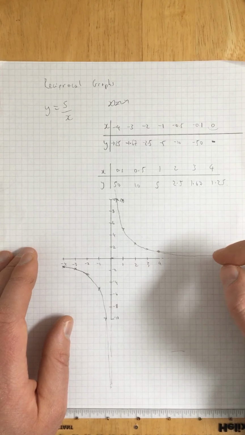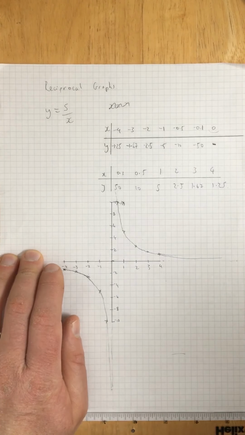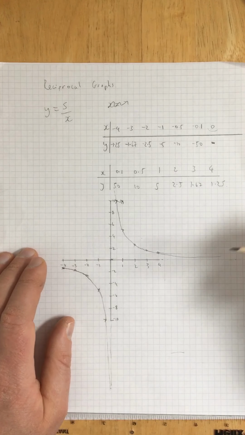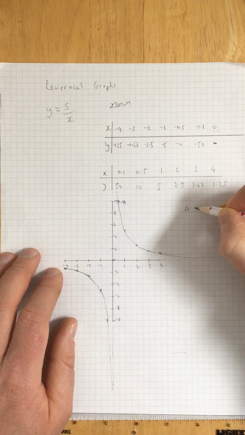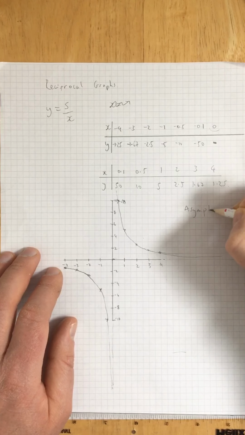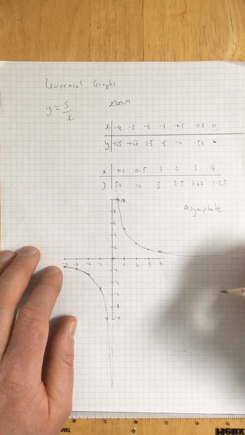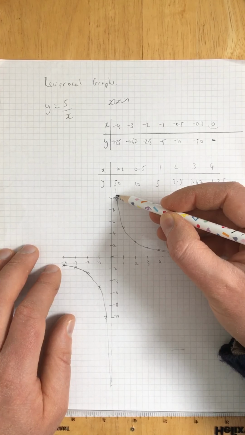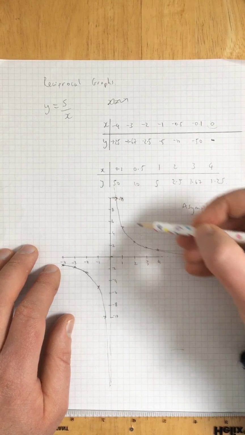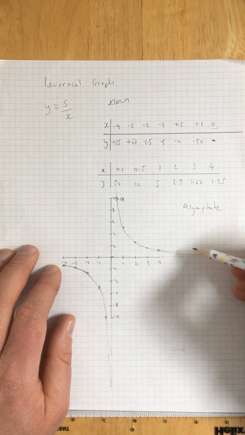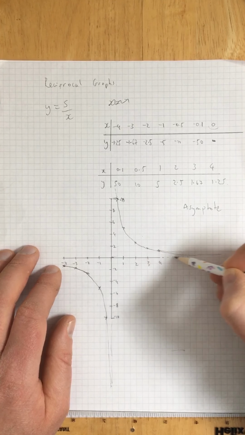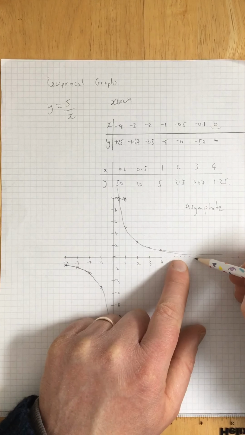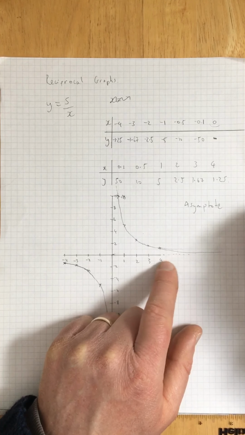And just a few things to point out on this. So first of all, you get these asymptotes, as they're called. Let me just write that word. So an asymptote is a line that the curve gets really close to, but it never quite touches. So if we think about it down here, this curve gets really close to this line, but it never touches it.